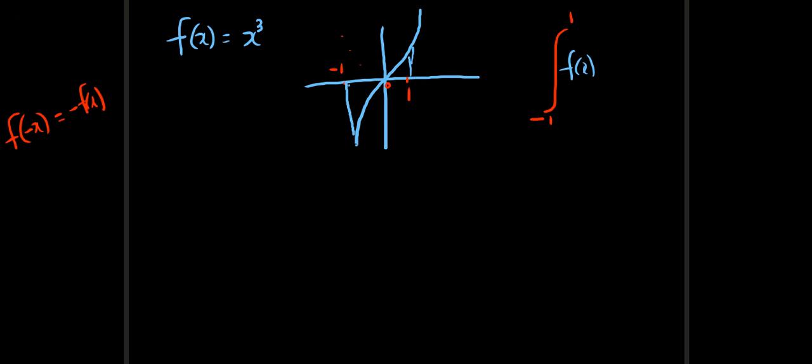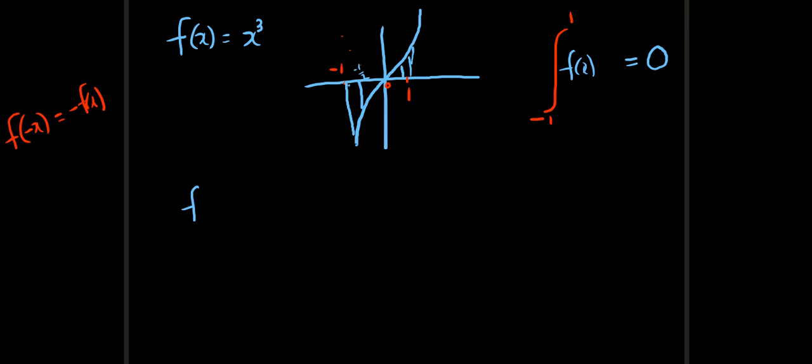Now look at this. For every value here on the negative side, let's say minus 1 by 2, we will get the cube minus 1 by 8. At the same time, you'll get a height 1 by 8 here. So you're going to end up with the value 0.